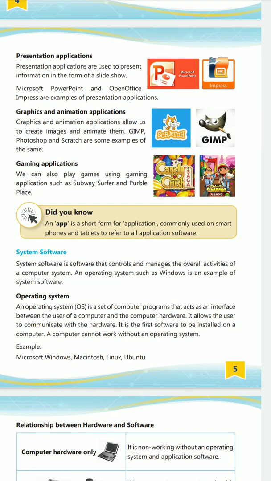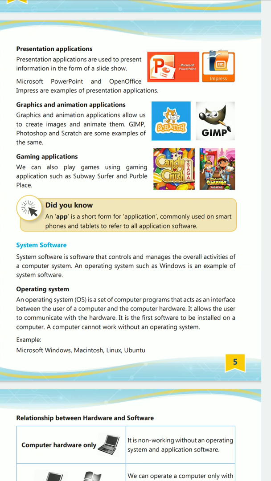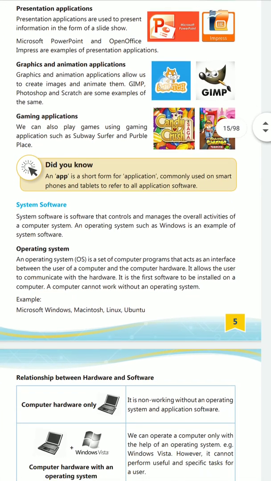Graphic animation allows you to create images, animation and different types of graphics, such as GIMP, Photoshop, and Scratch. These are some examples of different types of applications.